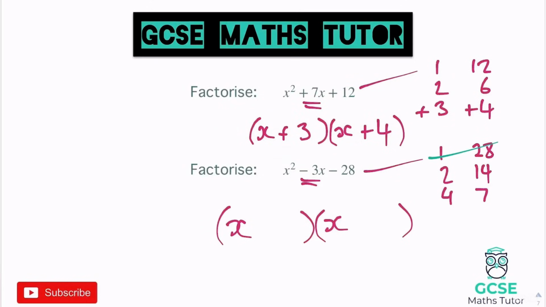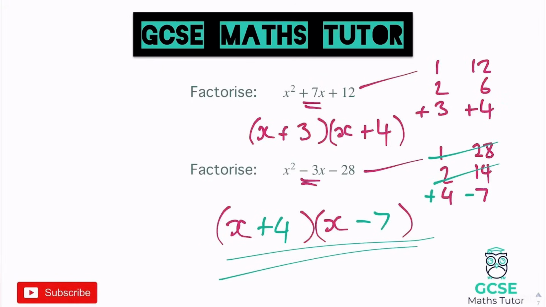That's not going to work. 2 and 14, we could make 16 or we could make 12. That's not going to work. But 4 and 7, we could do plus 4, take away 7. That'd make minus 3. So plus 4 and negative 7. And that's our double bracket there finished.